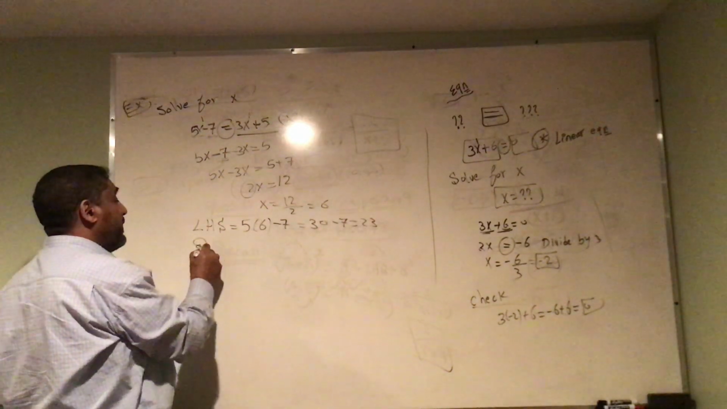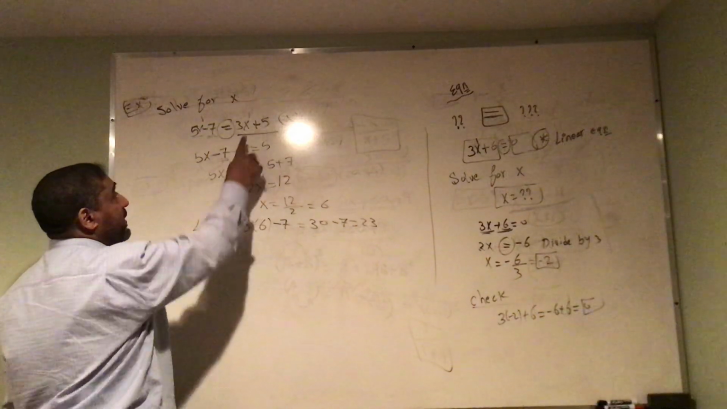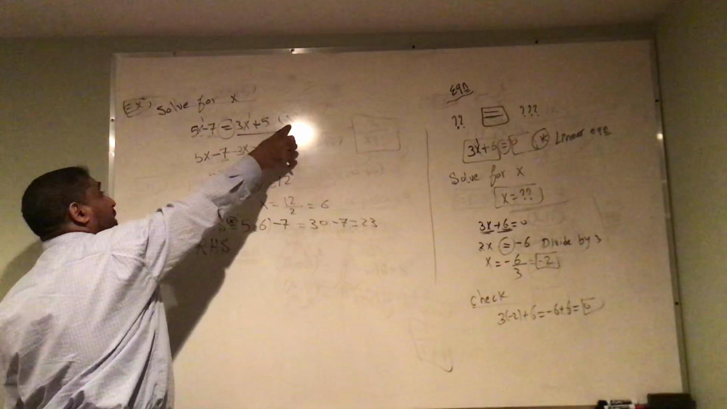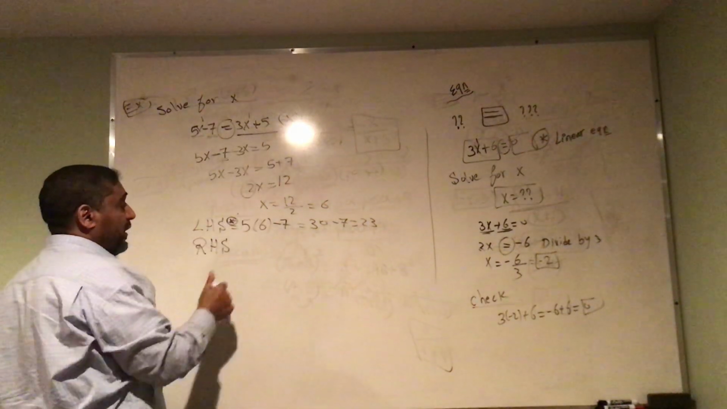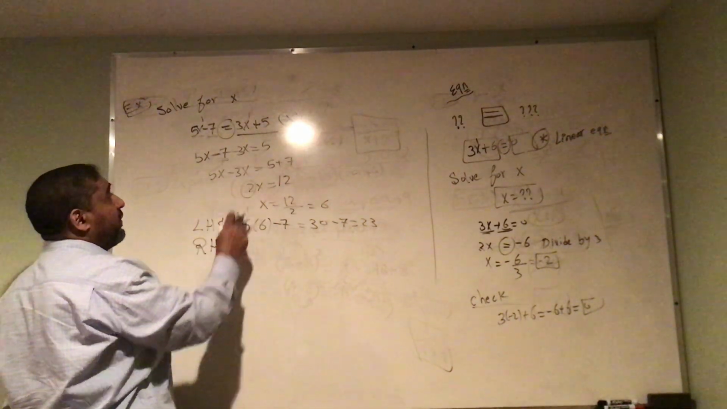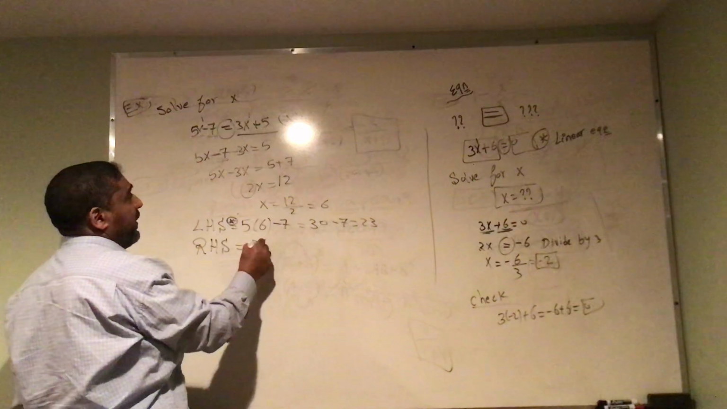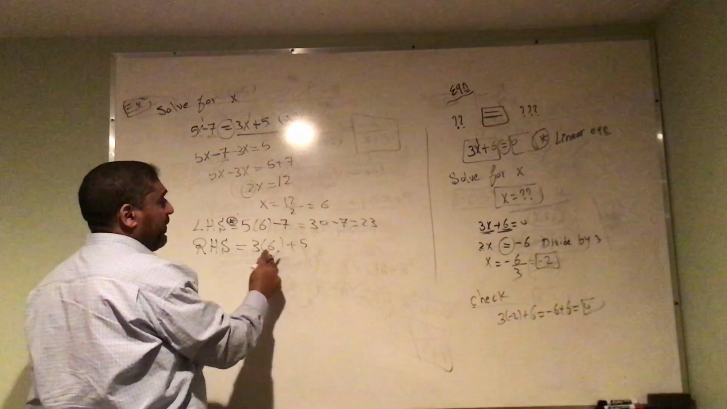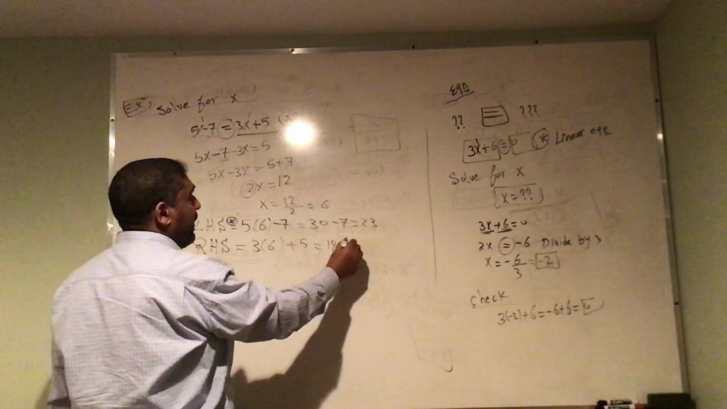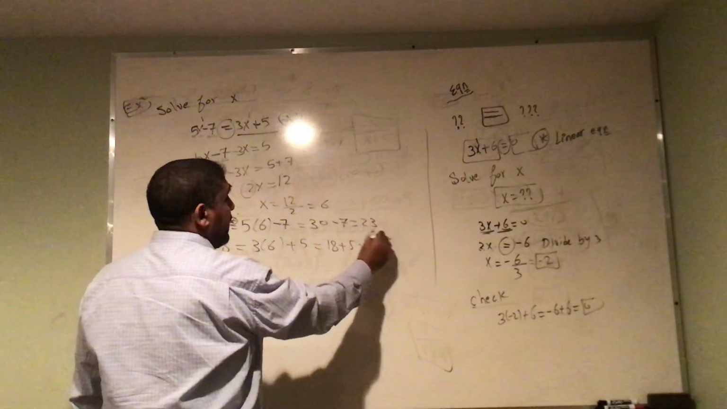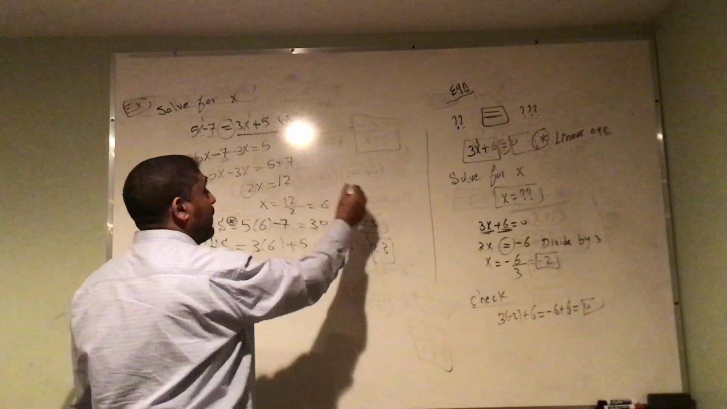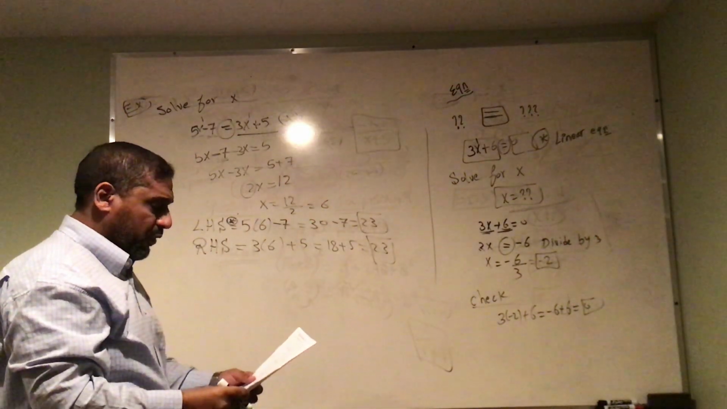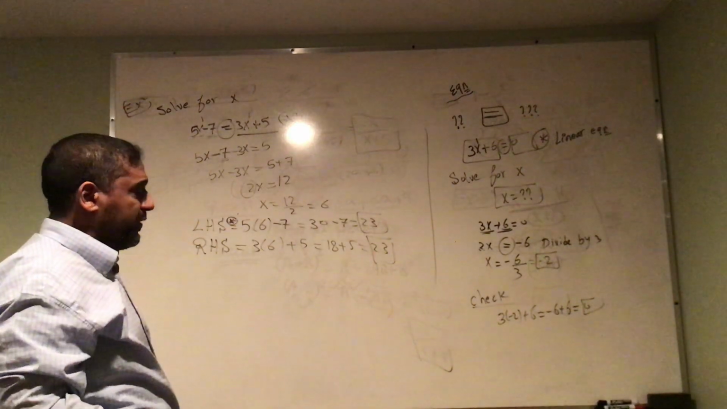Then I take the right-hand side. What is your right-hand side here, guys, in the star equation? Star means I put that in my equation here. So you take 3x. What is your x? 6, plus 5. If I simplify this, you get 18 plus 5, which is 23. So as you can see, the left-hand side equals the right-hand side, which means your solution is correct.